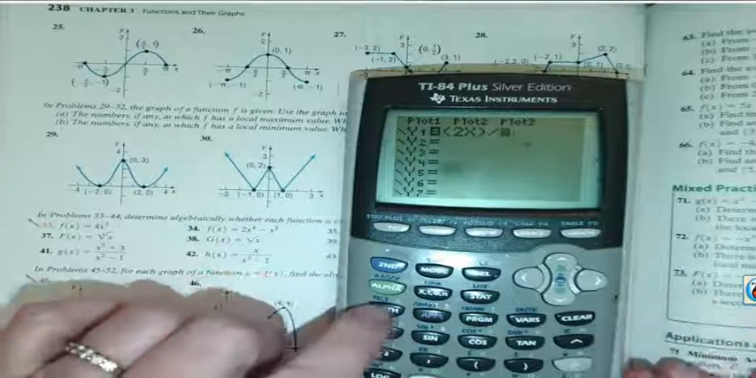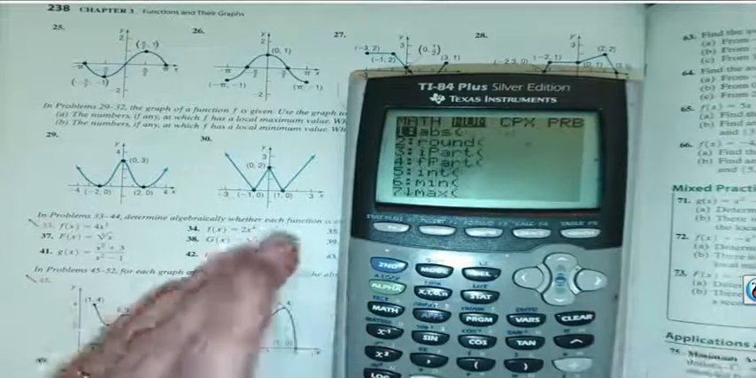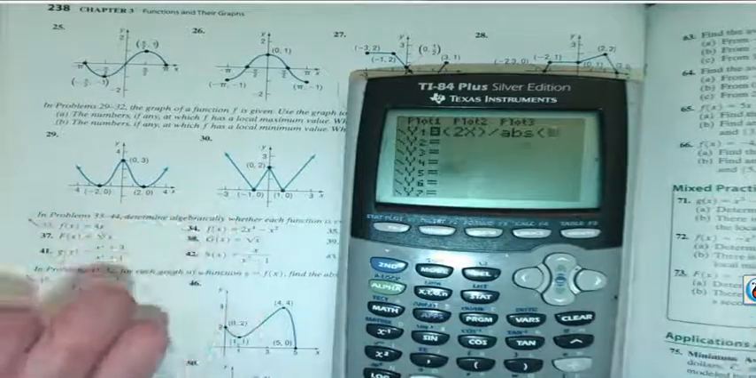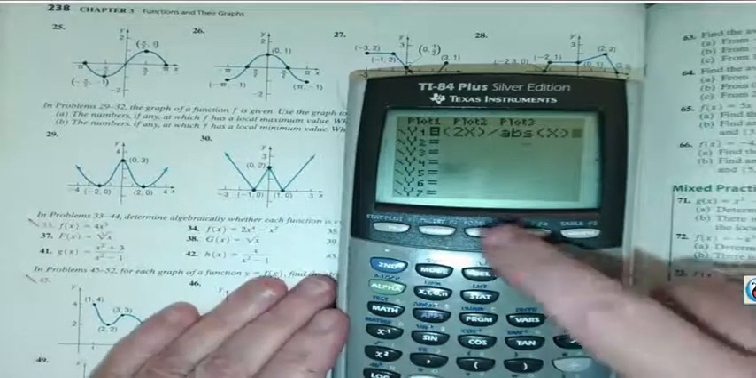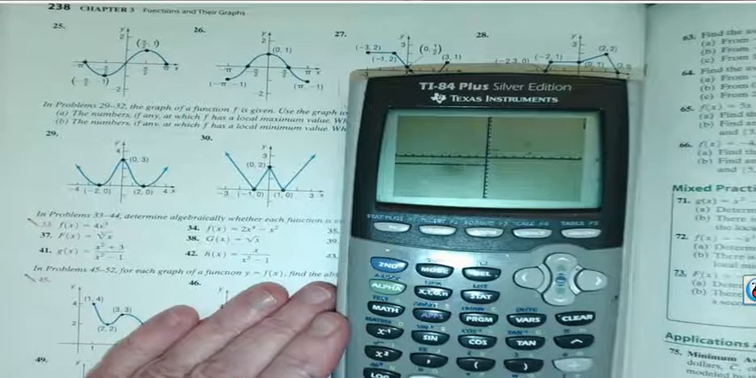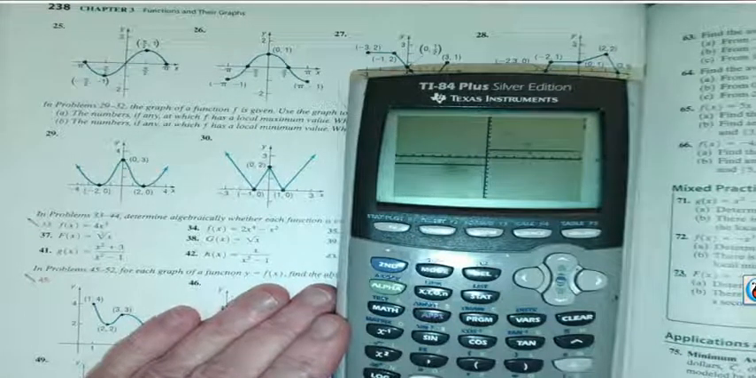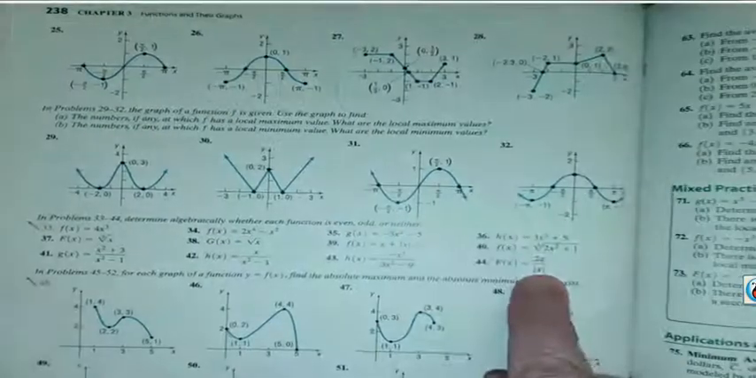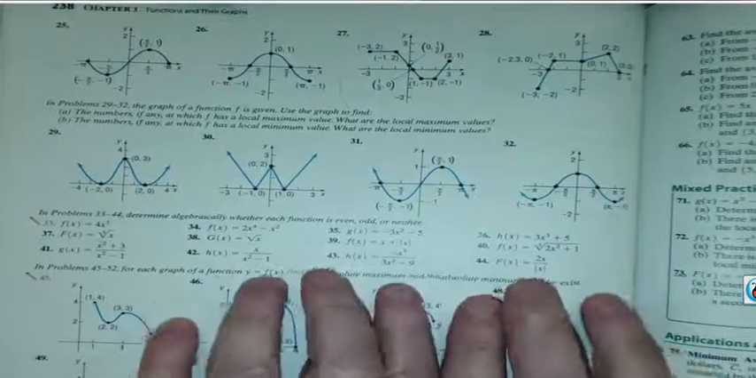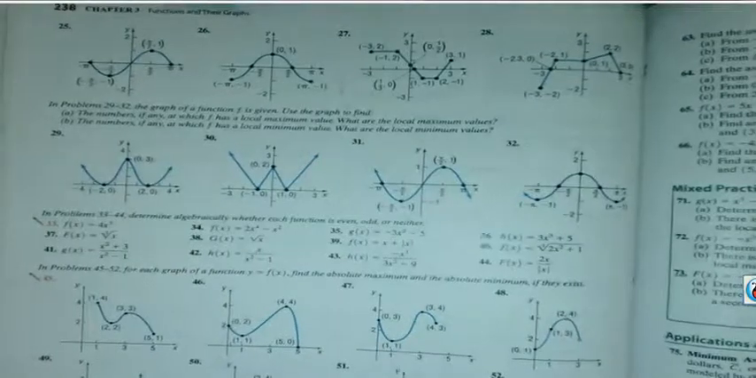In this older one, you press math, scroll over to NUM, and then press enter. So ABS is absolute value. Then do x, close parenthesis, and then do zoom 6. That looks like an odd function to me, because what happens if I take it and I turn it upside down? I get exactly the same graph. That's an odd function. So I can use my calculator to answer these, and I don't have to do any calculations at all. Okay. So I'm going to stop the video now.